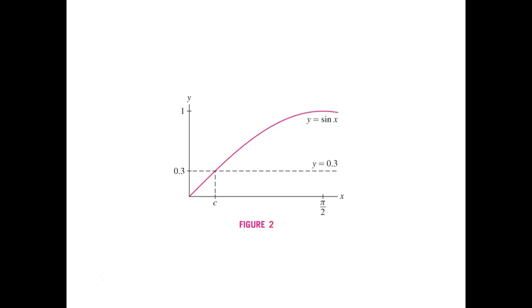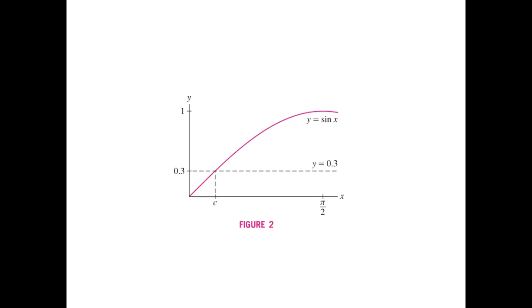And here's the example. Prove that this equation, sine x equals 0.3, has at least one solution. By the way, that's what we call a conditional equation. Now, they don't give us an interval. It says we may apply the intermediate value theorem because f of x equals sine x is continuous everywhere. You can pick any interval you want from minus infinity to positive infinity. Sine is continuous everywhere.